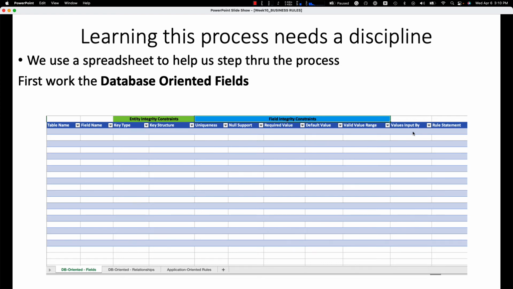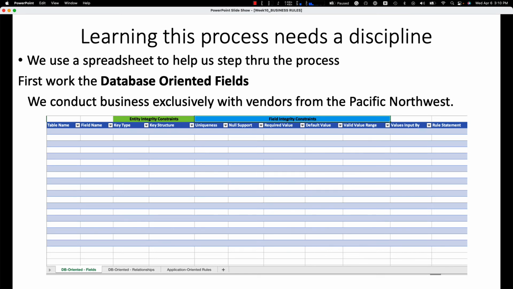Values input by, who put this information in, and is there a rule statement, where you need to put in some text to define that? So, we conduct business exclusively for the vendors in the Pacific Northwest.